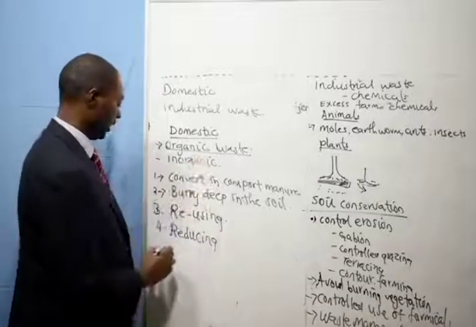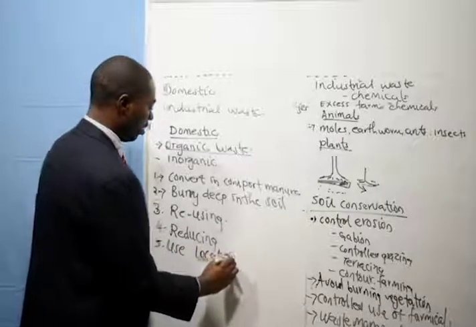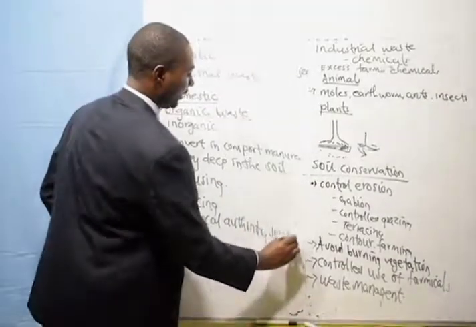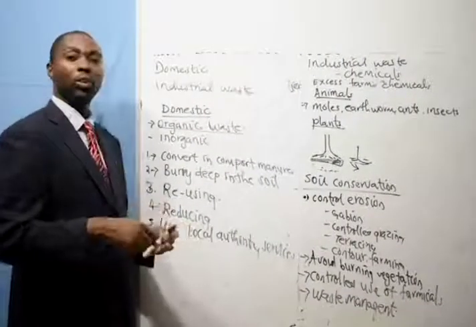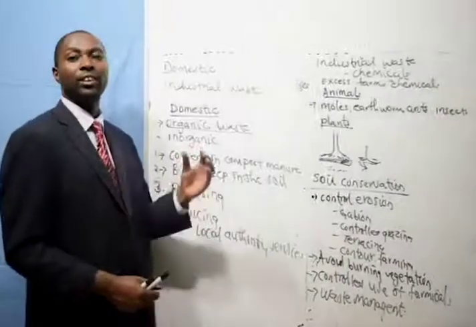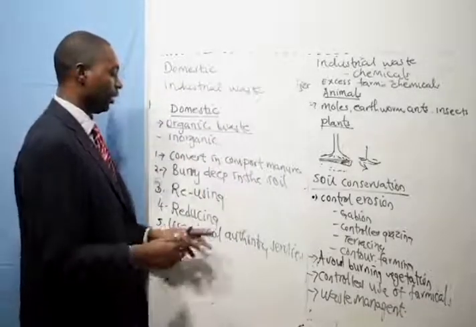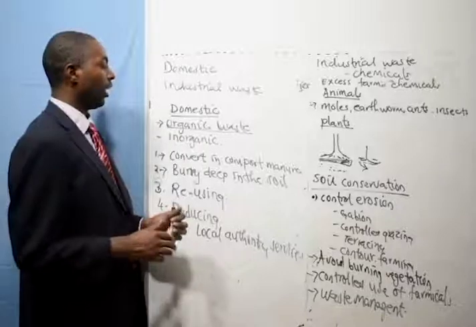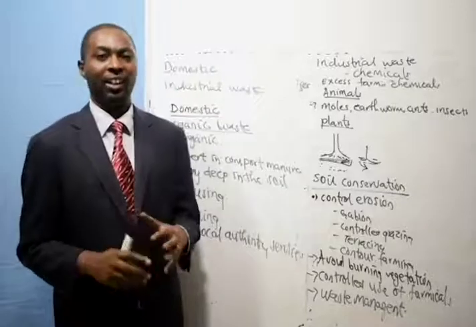You have reduced waste. The other one is use local authority services. Those of you who live in town, ensure that the waste is collected by the local authority, because they separate the inorganic waste, take it to the industry and burn it under high temperatures in a process known as incineration. Otherwise, we also have the waste produced in the industries. You can explore more. What can we do with the industrial waste? Otherwise, have a good day.